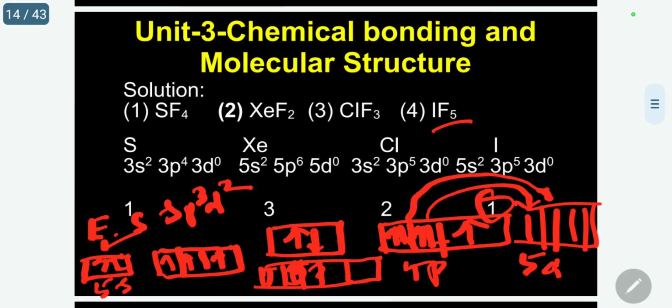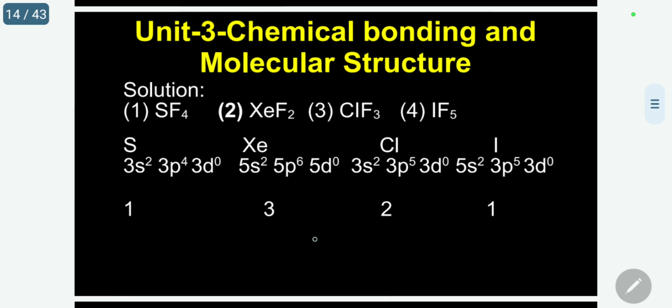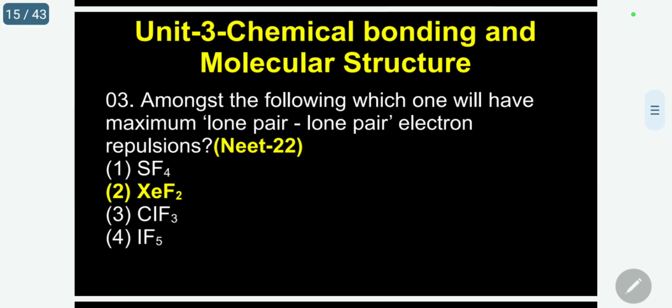So our question is, which one among the following will have the higher lone pairs? So among the following, which one will have the maximum lone pair repulsion? Number 2 is the correct answer.